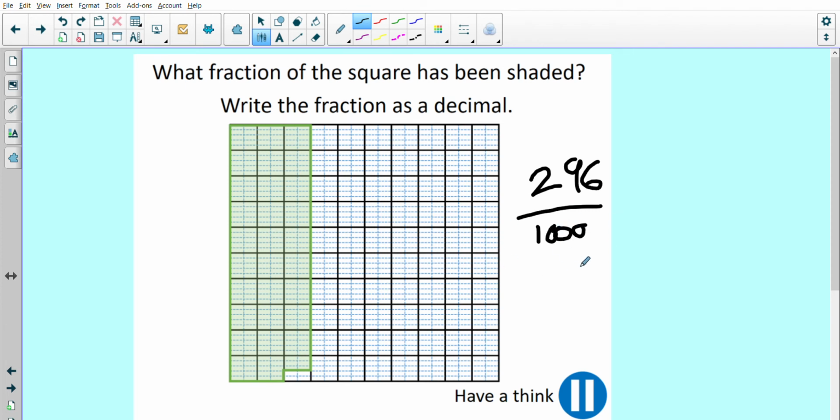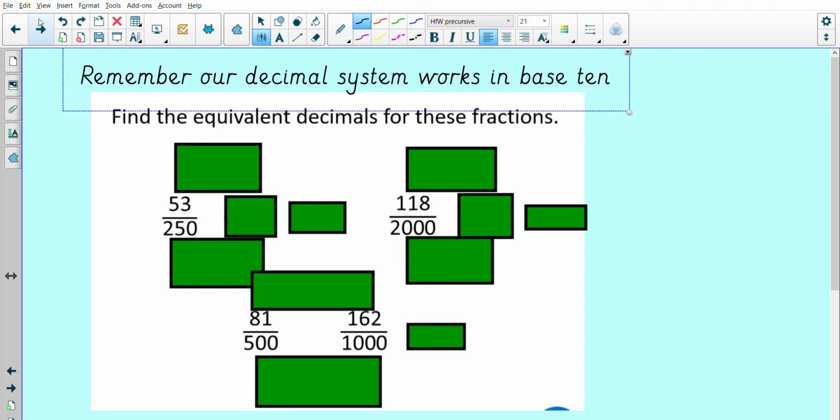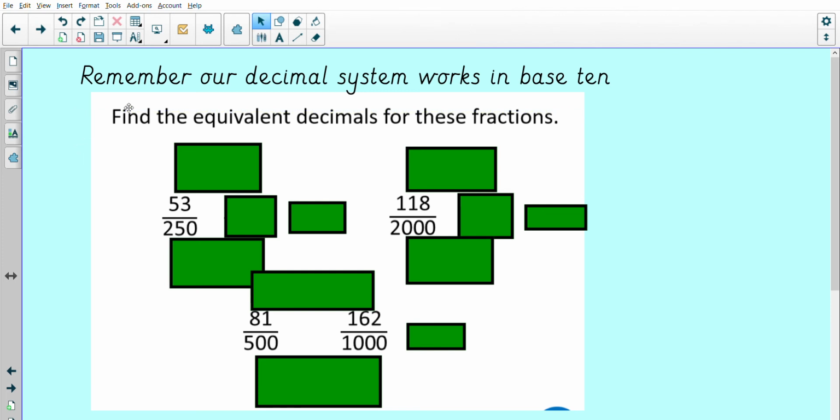Thousands are numbers that we work with because it's in our base 10 system: 10, 100, 1,000, 10,000. So we can convert that directly to 0.2, 2 in the tenths, 9 hundredths, and 6 thousandths. Right, so again, remembering our decimal system works in base ten, find the equivalent decimals for these fractions.